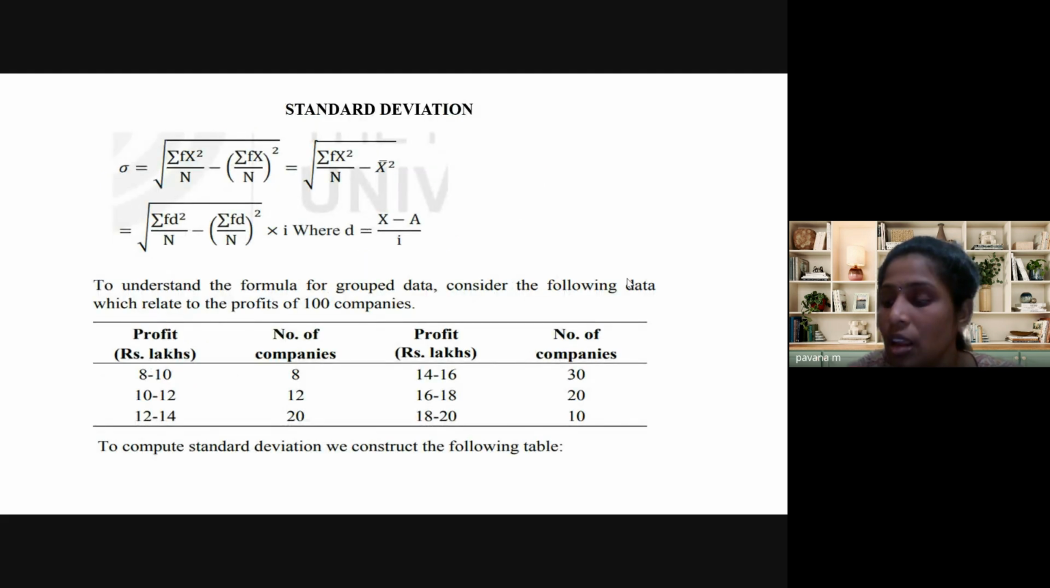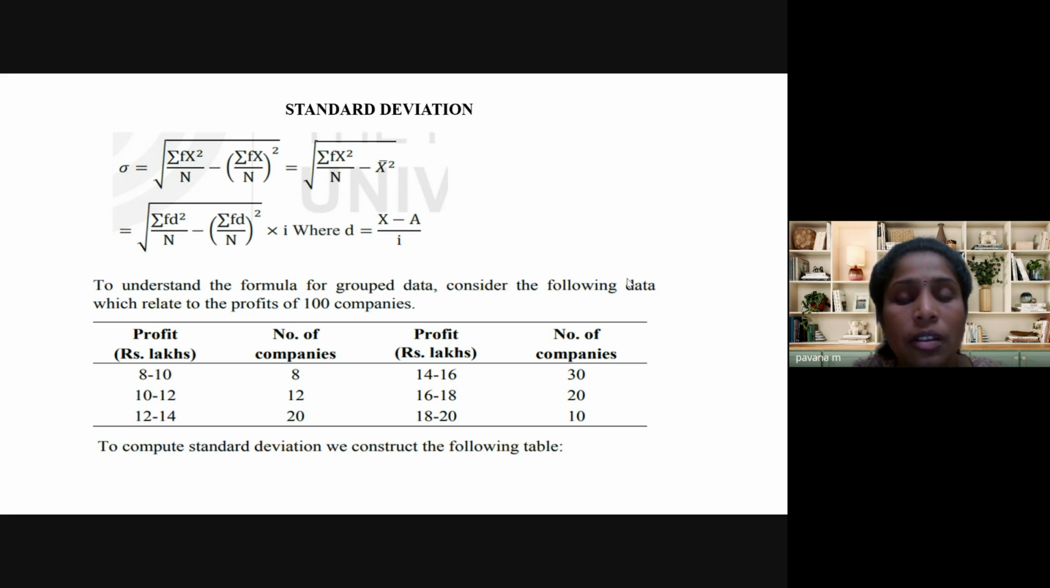And last one is standard deviation. Standard deviation is very, very important, and you can expect this particular problem in your examination. For calculating standard deviation, we have several formulas. Sigma is equal to root over sigma fx square by n minus sigma fx by n whole square, or root over sigma fx square by n minus x bar whole square, or another formula is root over sigma f d square by n minus sigma f d by n whole square into I.